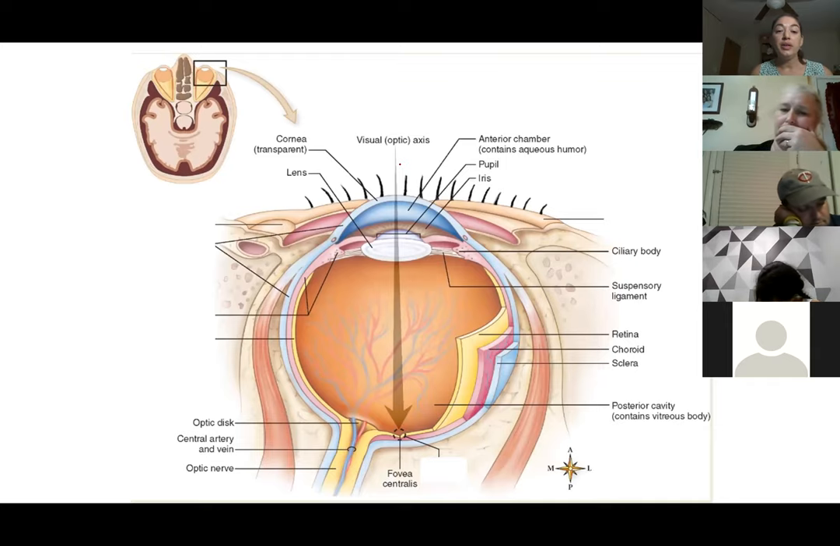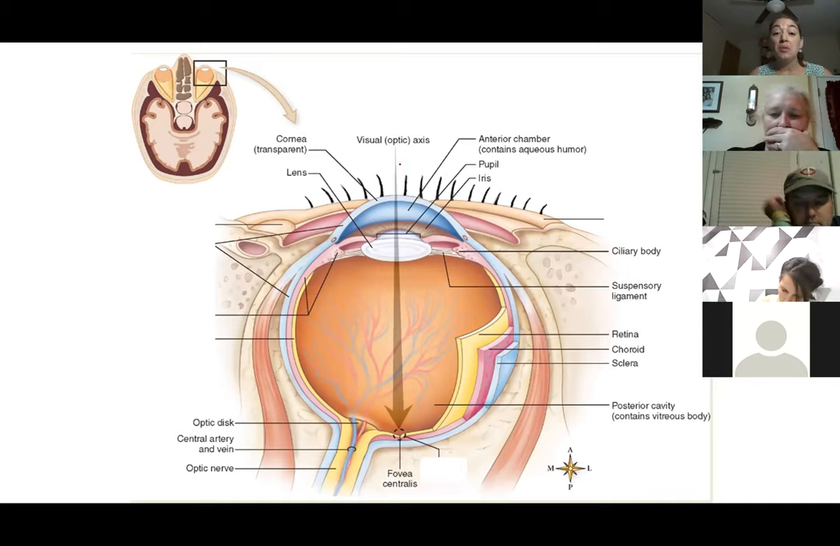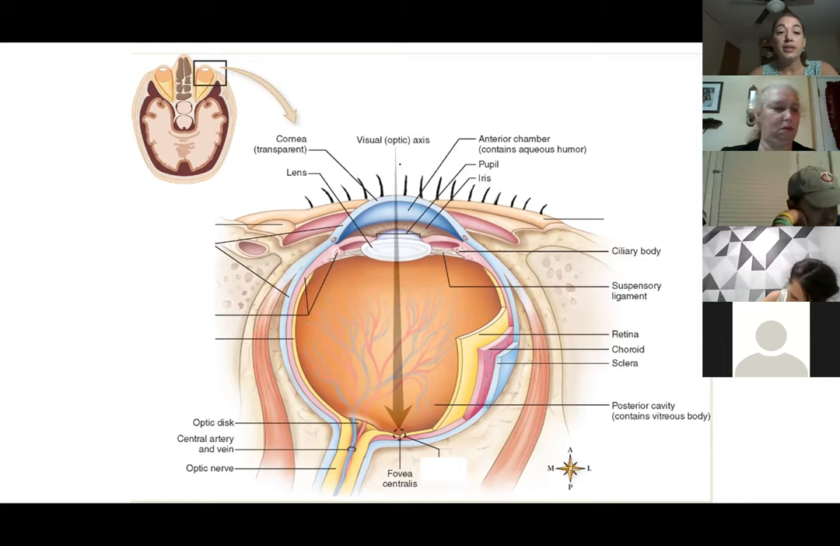Okay, so here is a good picture. I like this nice picture. This is a great side profile of the eye. A great one for identification purposes. Hint, hint. It's not overly detailed, but it does have all of those structures.